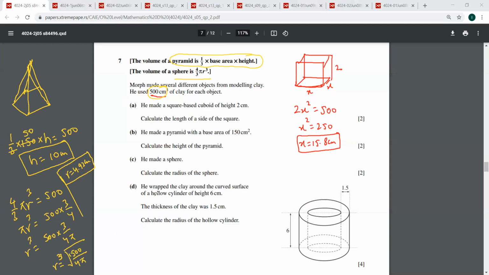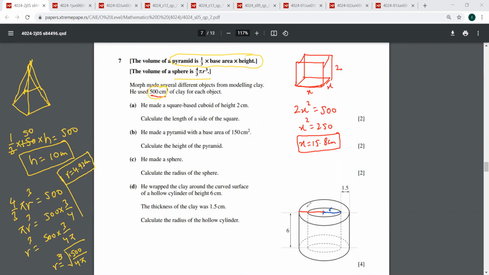Then he says he wrapped the clay around the curved surface area of a hollow cylinder. Oh yes, this cylinder will always be there in your paper too. Cylinder of height 6 centimeter. The thickness of the clay was 1.5 centimeter. Calculate the radius of the hollow cylinder. Okay, so let me take two different colors now. Let's assume that this hollow cylinder's radius is r. Then what would be the radius of this outer cylinder here? If this is r, what would be this radius?